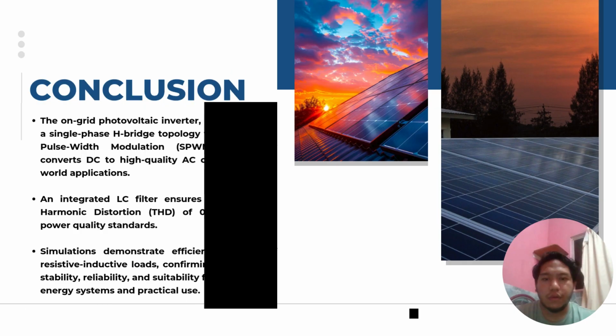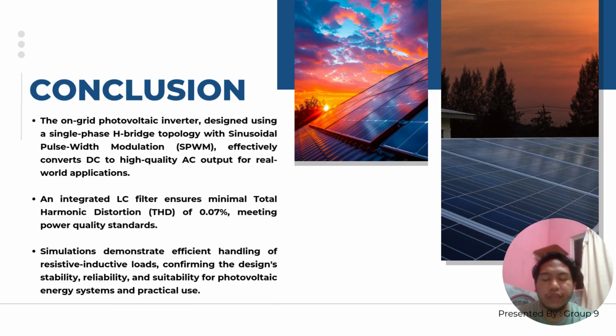The conclusion is that the on-grid PV inverter designed using a single phase full bridge topology with SPWM effectively converts DC to high quality AC output. Second, the integrated LC filter ensures minimal total harmonic distortion THD of 0.07%, achieving power quality standards. Simulation demonstrates efficient handling of resistive inductive loads, confirming the design is good for PV energy systems and practical use.